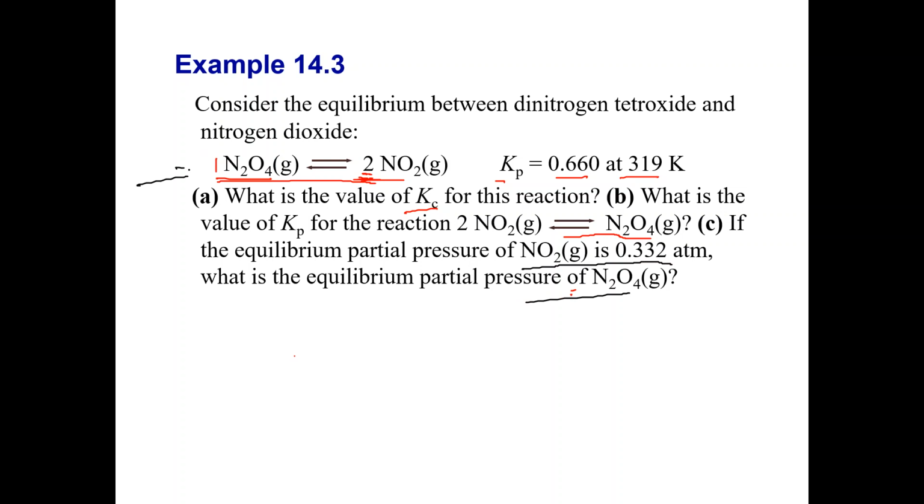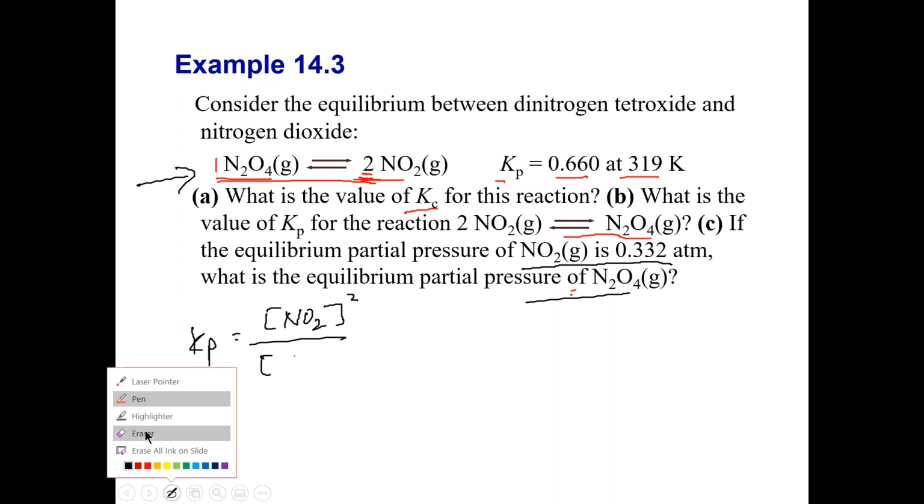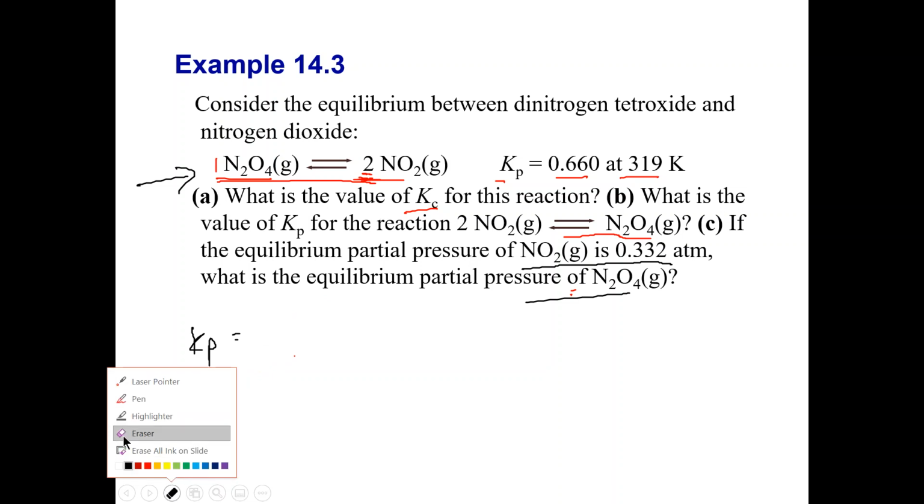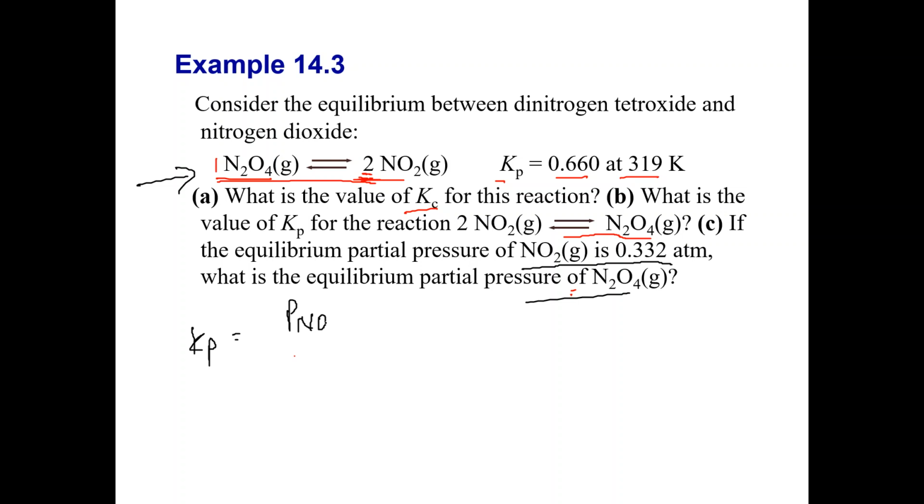So for this expression here, we can write down the Kp expression, which is Kp is equal to the concentration of NO2 squared divided by the concentration of, shucks, this should be partial pressure, not concentration. I'm so used to concentration. Okay, so let me rewrite this here. It will be the partial pressure of NO2 squared divided by the partial pressure of N2O4. All right, so that's what Kp is equal to.